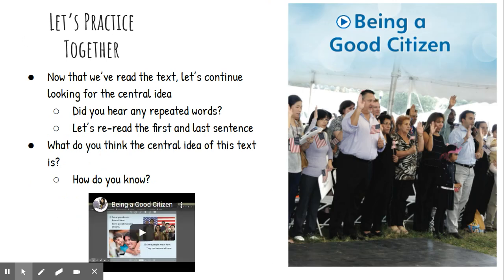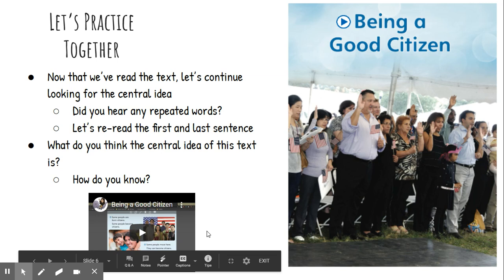So, before we read, let's look at the title. The title is Being a Good Citizen. Do you think that gives you a hint as to what the main idea or the central idea is going to be? Next, look at the pictures. Before you read, look at the pictures. And you can do that by clicking on this video down here and going through and looking at the pictures as it plays. What do you notice in all of the pictures?